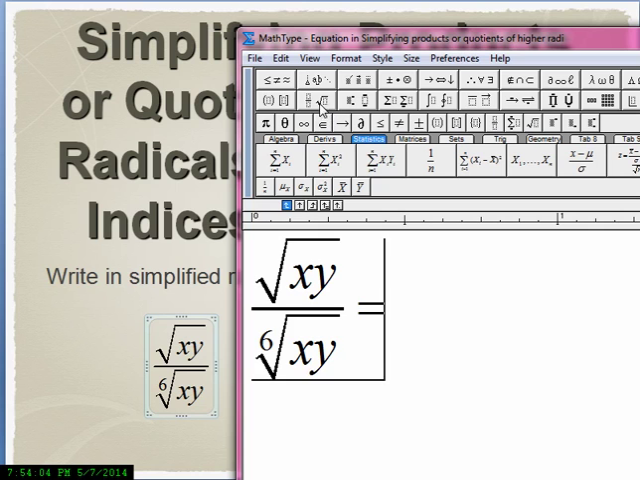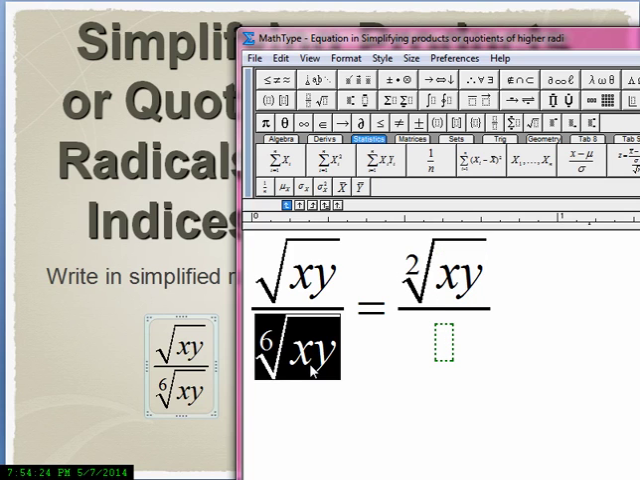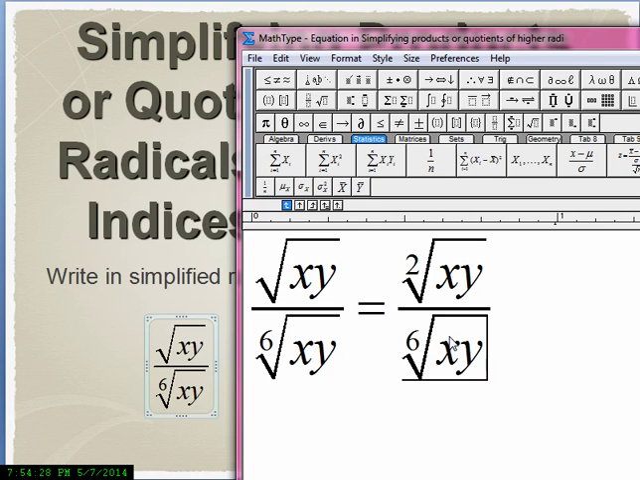And so I've opened up MathType so that I can write as I'm speaking. So I'm going to rewrite the top radical using the index. Even though we don't normally write it, the square root is understood to have an index of 2. But I'm going to put the 2 there just so we can see more clearly. And then I'm going to copy the denominator. And so this has an index of 2, and this has an index of 6.